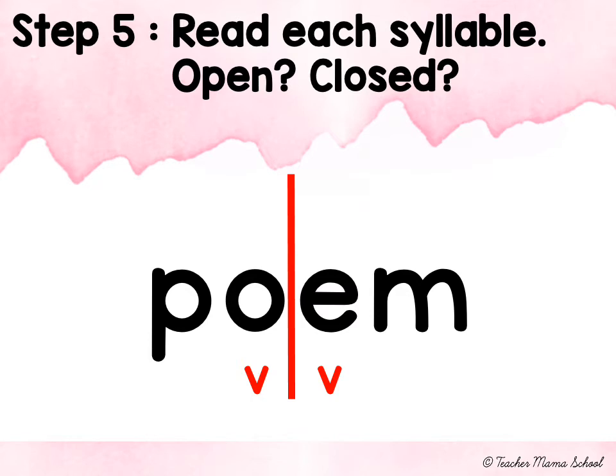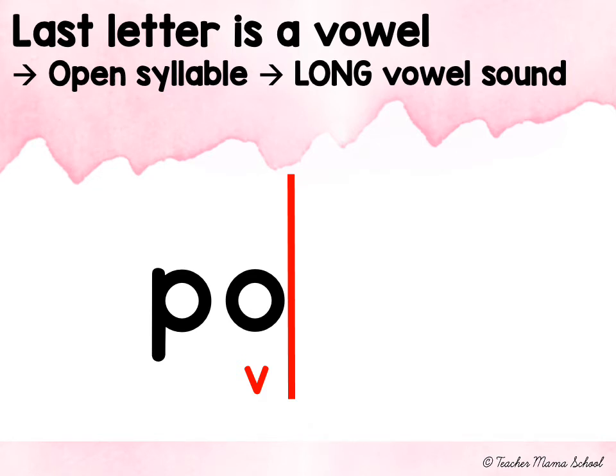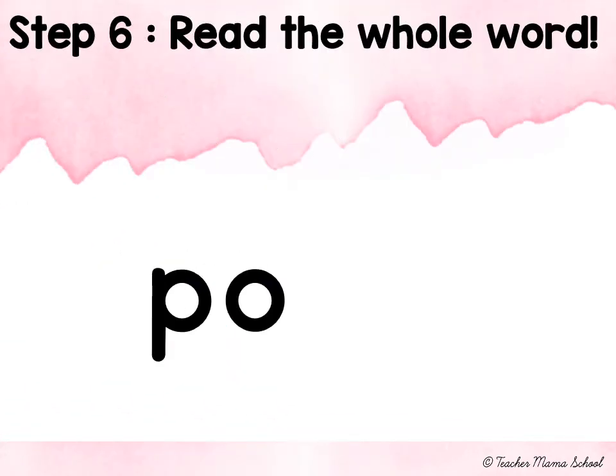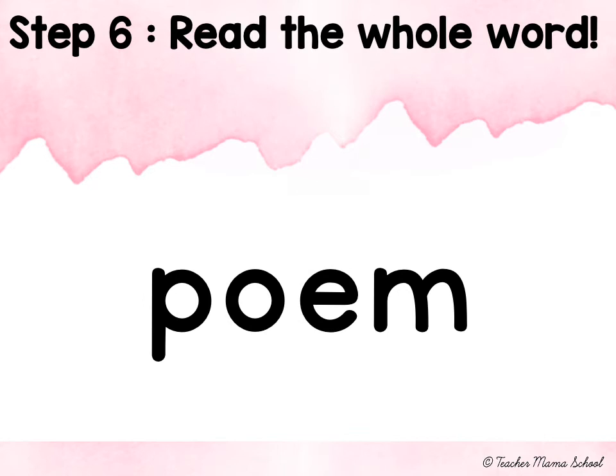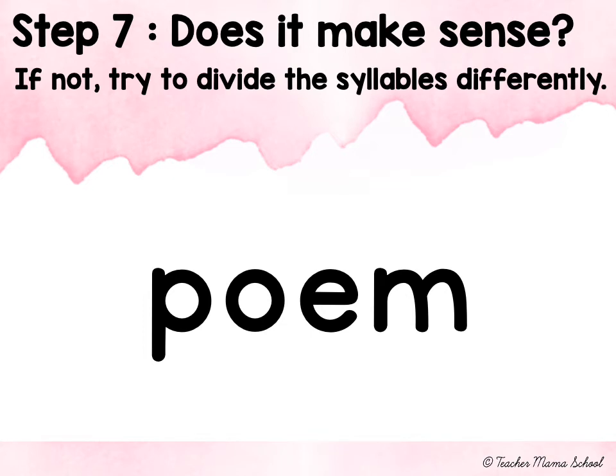Let's read each syllable, thinking about, is it open or closed? The last letter of the first syllable is a vowel, meaning it's an open syllable, and it's going to make a long vowel sound. P-O, po. Looking at the second syllable, the last letter is a consonant, meaning it's a closed syllable, and the vowel is going to make a short vowel sound. E, m, m. Now, let's read the whole word. Po-em, poem. Does it make sense? If not, divide the syllables differently.